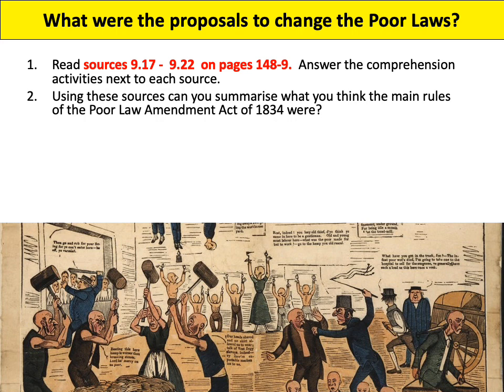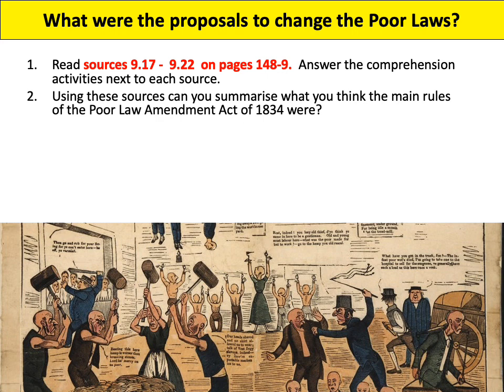So essentially Chadwick and a group of other civil servants investigated poverty and came up with a range of proposals about what would help to solve the problem. So what I'd like you to do is have a read of each of those sources, and next to each source is a little activity box which has a comprehension question just to check that you've understood what the source is talking about. So pause the PowerPoint, have a look at those sources. They run from page 148 to page 149. See if you can answer the question next to each source.